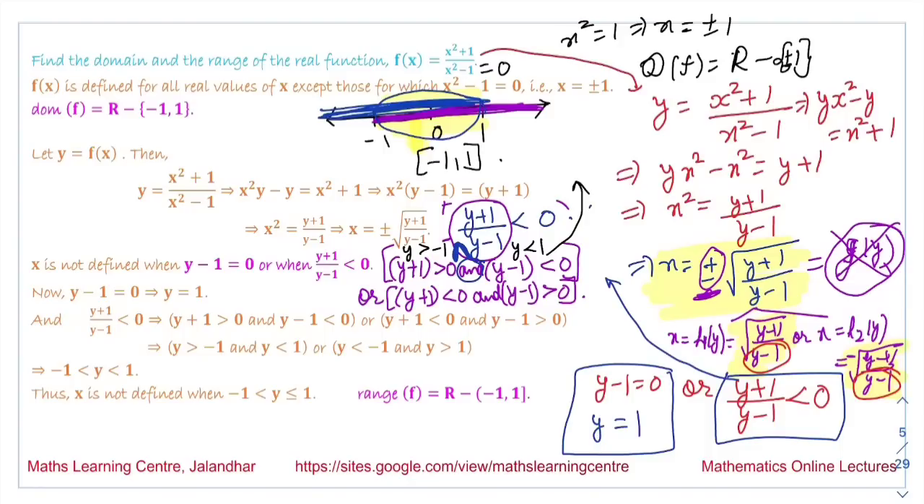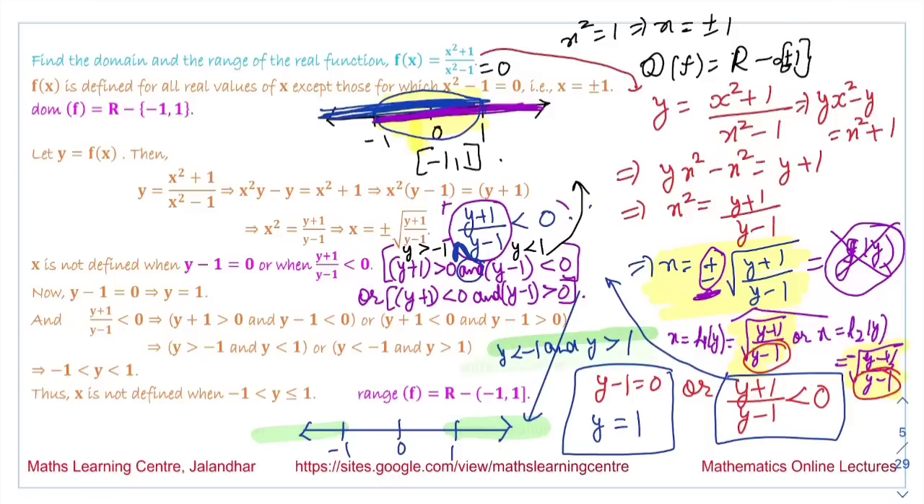Now when we are talking about this second case, we have this number line over here. So x plus 1 is greater than 0. This is 0, this is minus 1 and this is 1. So we have y is less than minus 1 and y is greater than 1. So we are saying y is less than minus 1 or y is greater than 1.